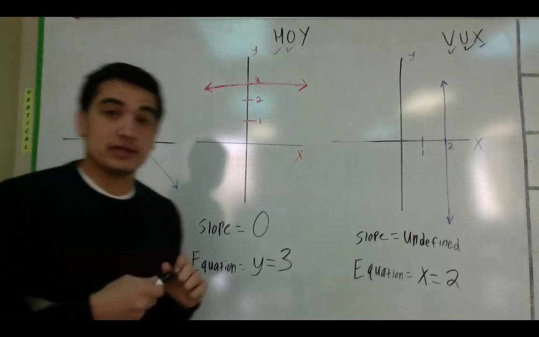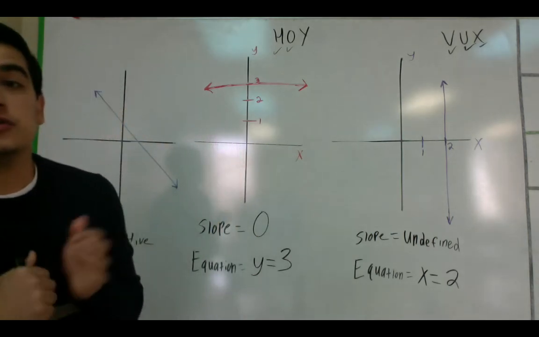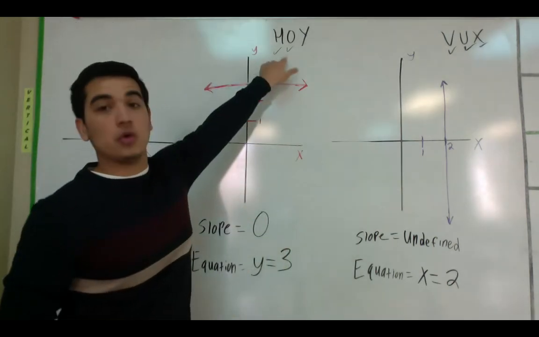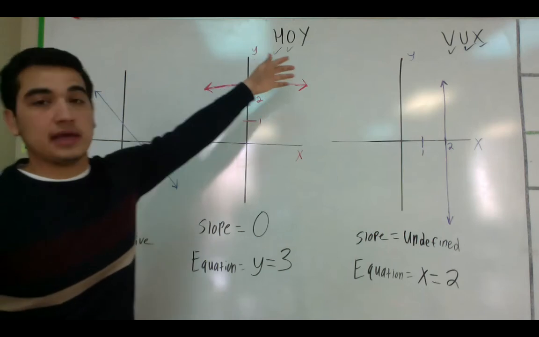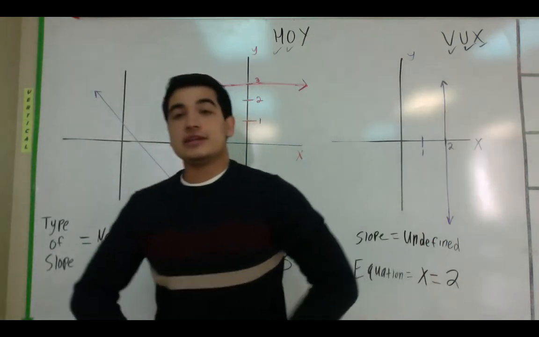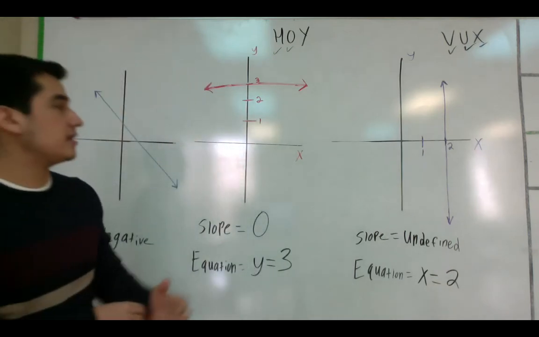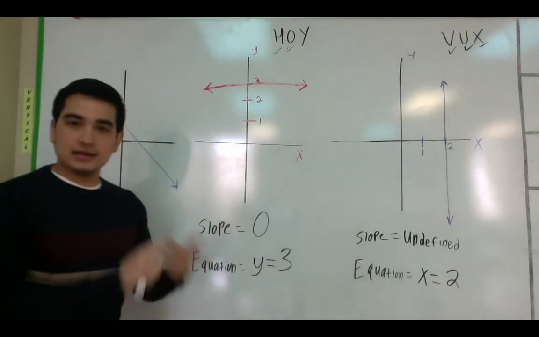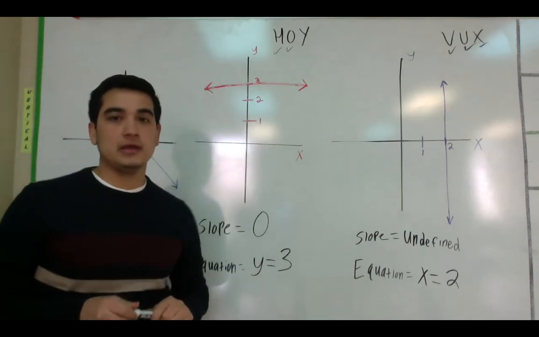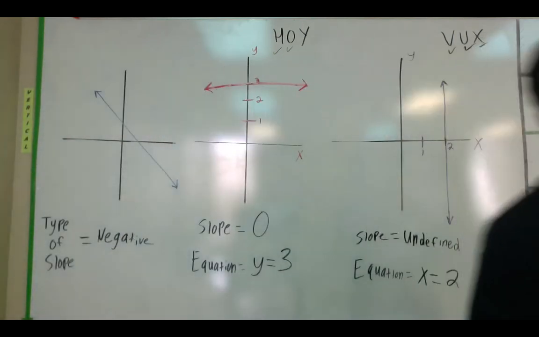So these can be really easy, but you just need to make sure you know which is which, okay? So horizontal lines, those are hois, and vertical lines are vuxes, okay? So you just need to make sure you know which is which, and then from there, it's easy. Getting the slope and equation is easy once you know if it's a hoi or a vux, okay? So I'll give you like 5 seconds to take a screenshot of that.